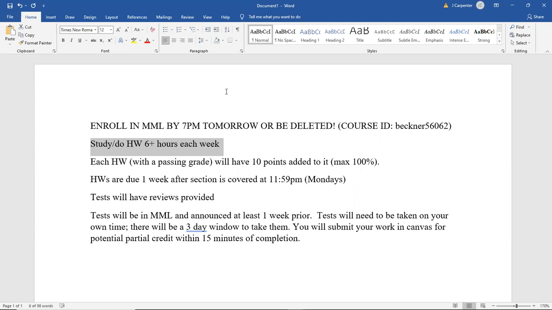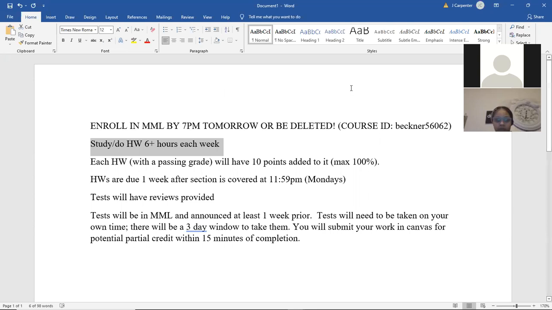So please understand the expectations of you. If you're not completing your homework, you're not studying, you're not doing your tests, you're making D's and F's, and you're only working for like 2 hours each week outside of class, that's on you. You're not putting in the effort that you were supposed to be putting in.